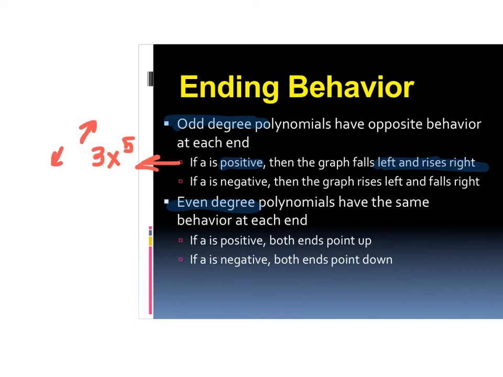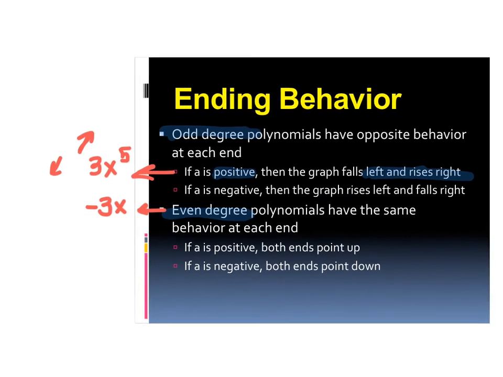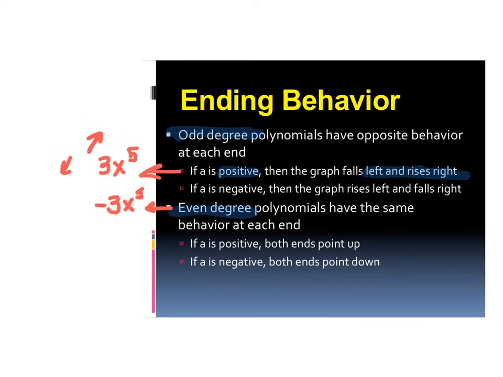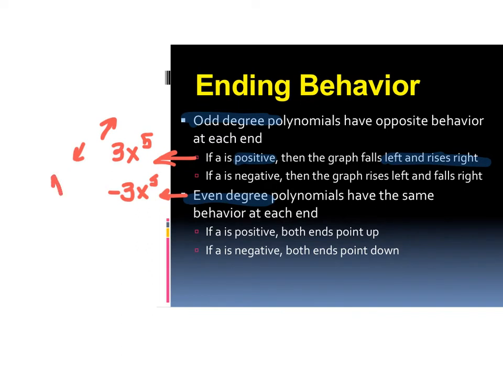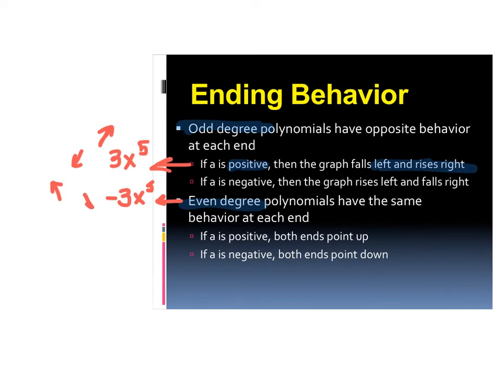If the highest exponent is odd and the a is negative, then the graph rises left and falls right. So in this case, it'd be like a negative 3x to the 5th. And this one is going to rise to the left and fall to the right. Oh, that arrow should be on a different spot. Hang on.